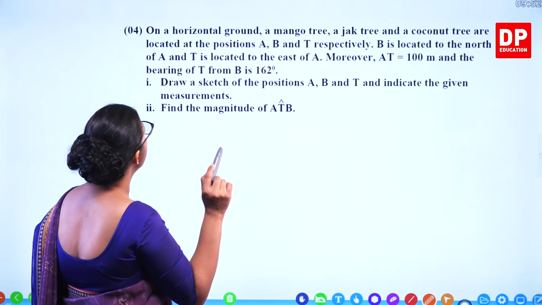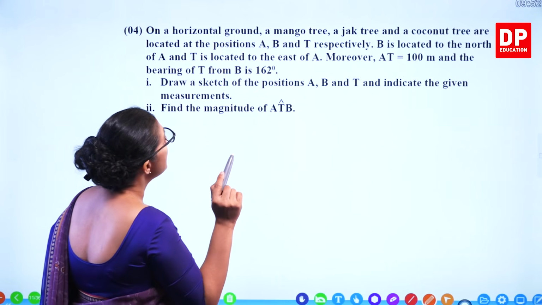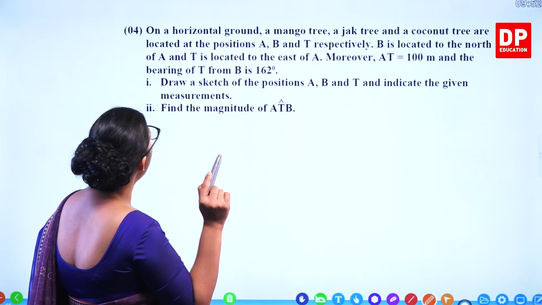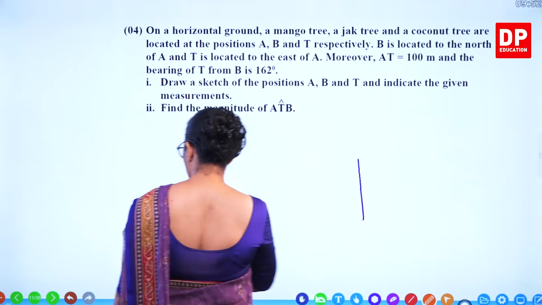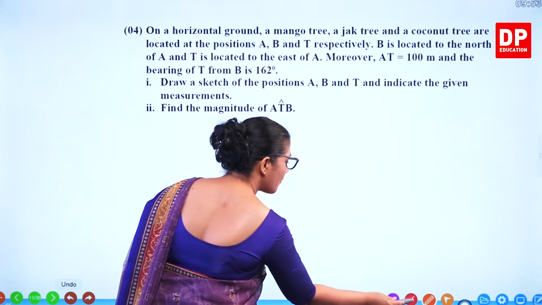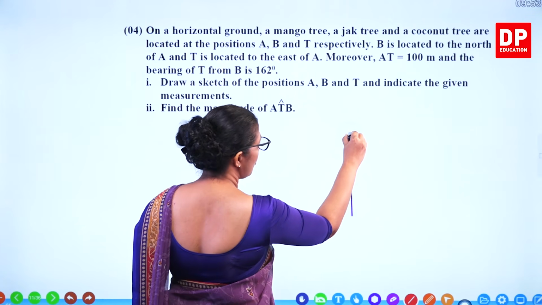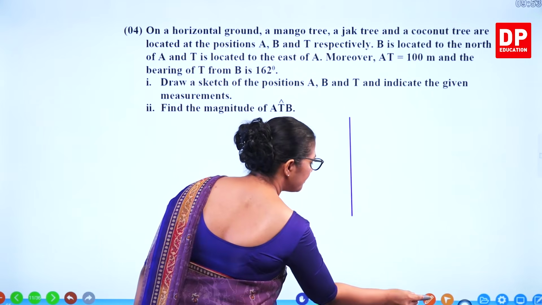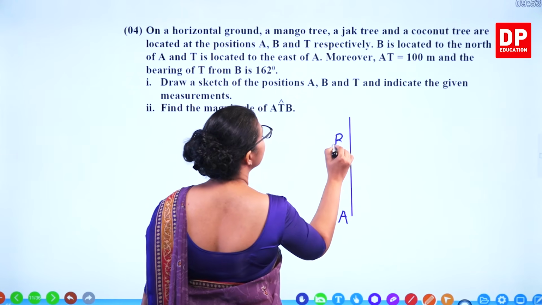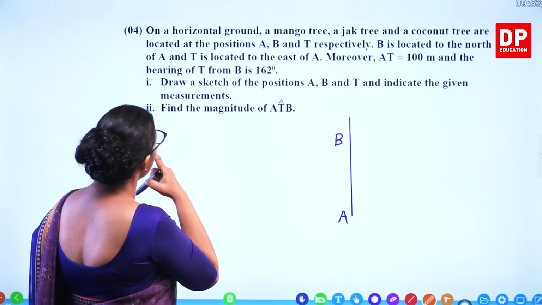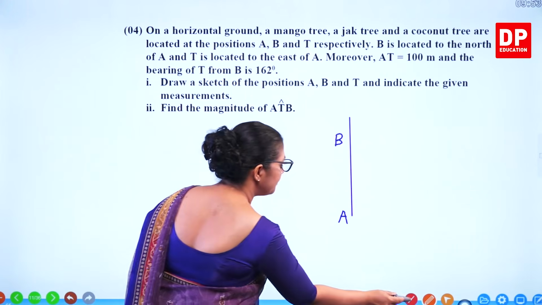It says B is located to the north of A. So we'll take A, this should be B. And T is located to the east of A.